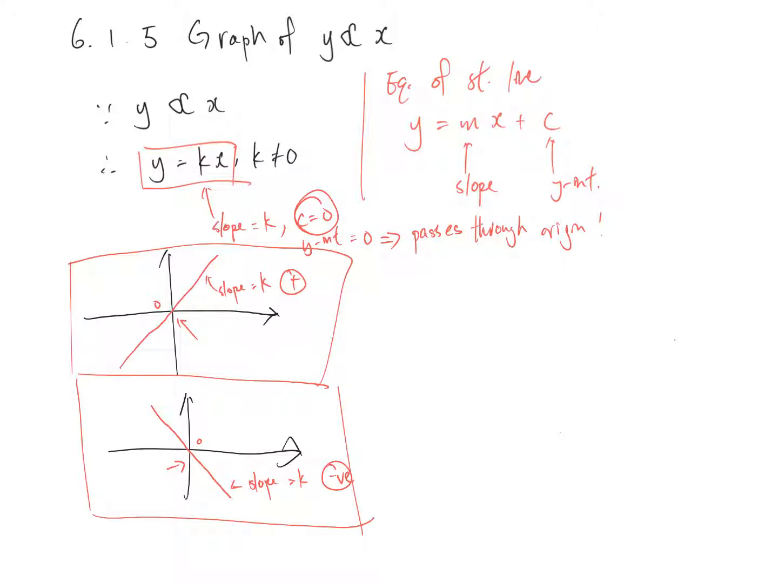Sometimes you may see MC questions asking which one refers to a direct variation between y and x. Then you don't have to hesitate, just pick the one which passes through the origin, has no y-intercept, and has the correct inclination of slope. Okay? That's all for this clip.